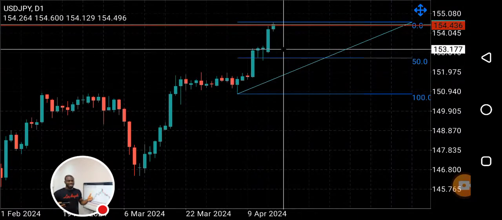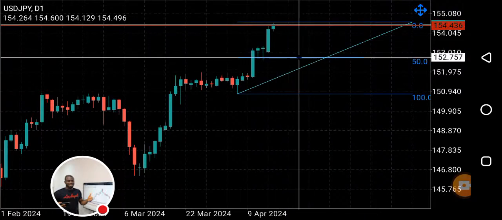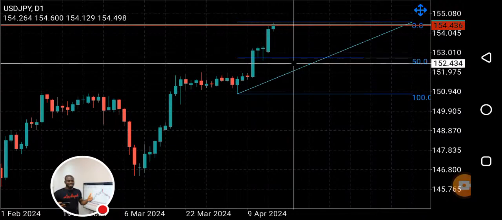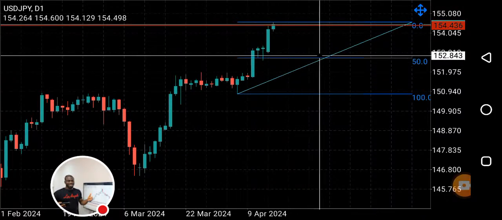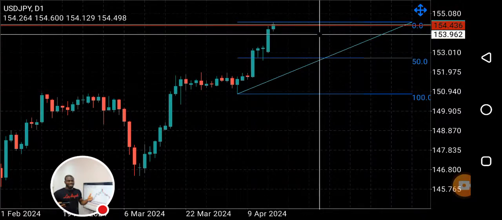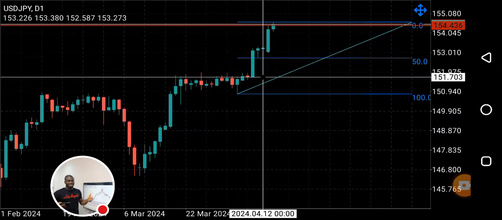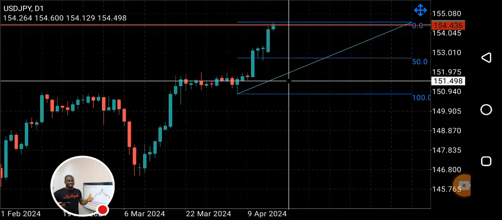If you are considering buying, you should wait for price to at least pull back to level 50. When price gets to level 50 and you see a bullish reversal pattern form, then you could consider buying. Or you wait for price to pull back to a discount level, which will be at this area, before you consider buying. But right now, buying is very risky.